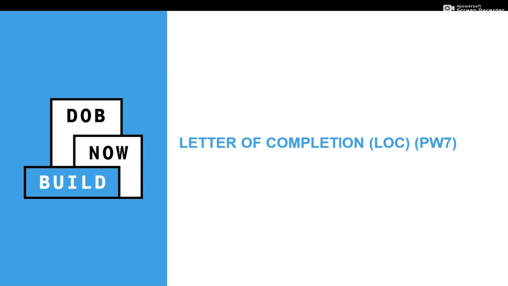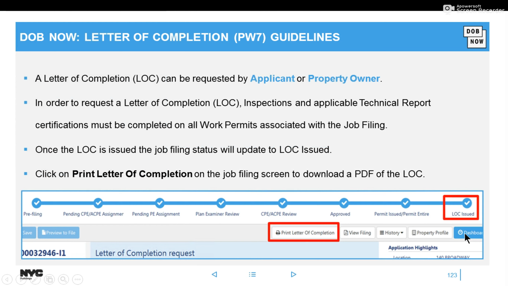So, letter of completion. You can request an LOC once your final inspections are completed, and it can be requested by the applicant or the property owner. You can also print this LOC from within the job filing or from the public portal. Right when we close, I will show you how that's done.